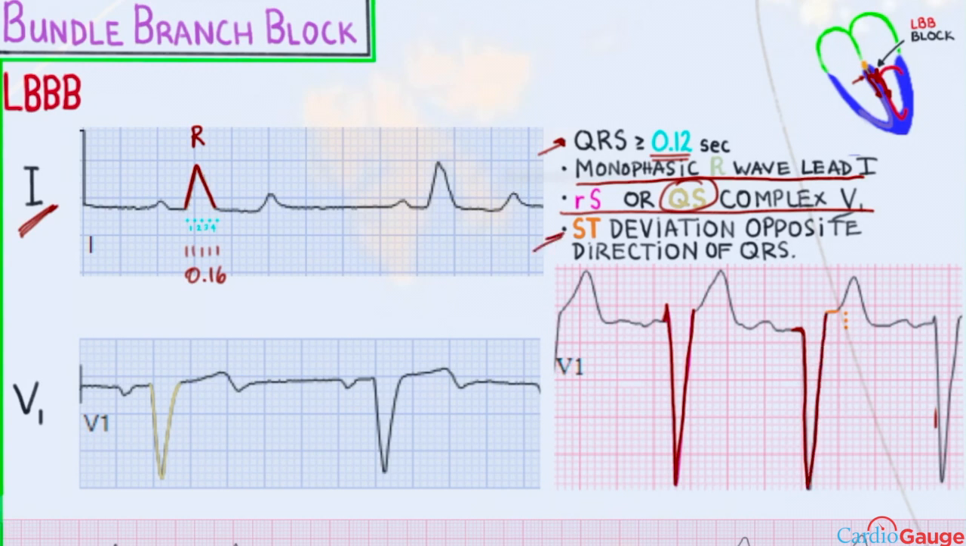Then typically you'll see ST deviation opposite the direction of the QRS. So, here it is. There's ST elevation. It's in the opposite direction of the large negative QRS.